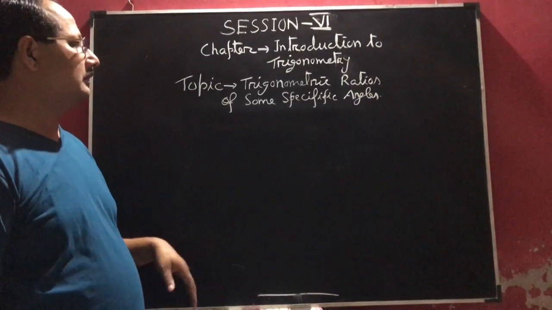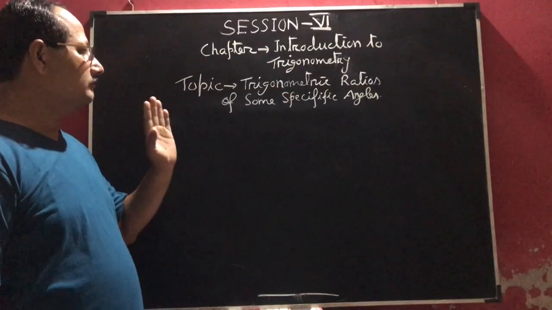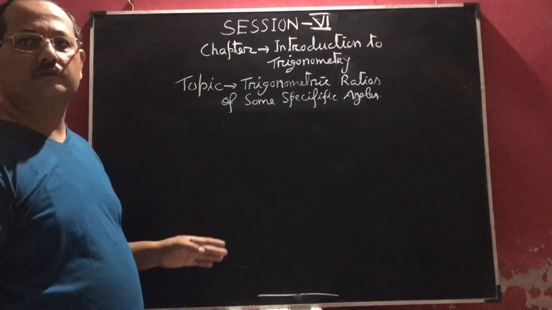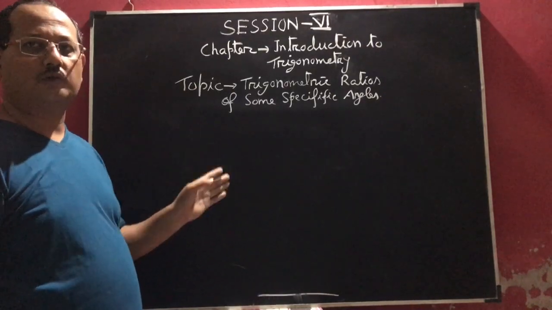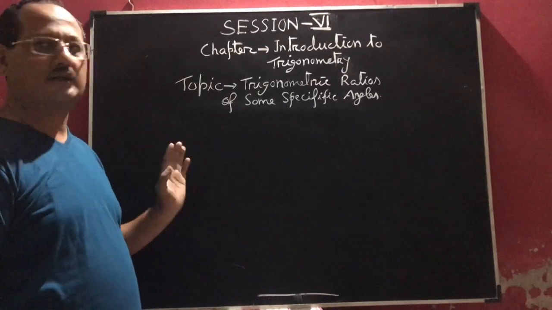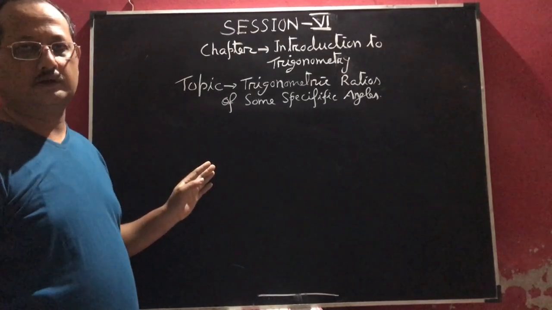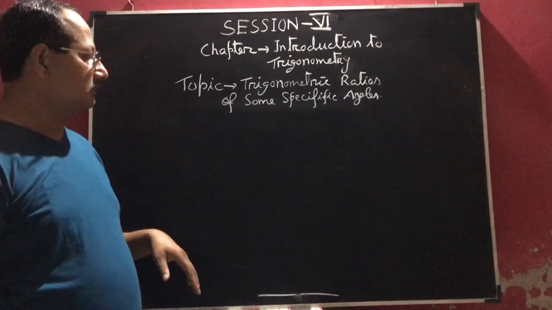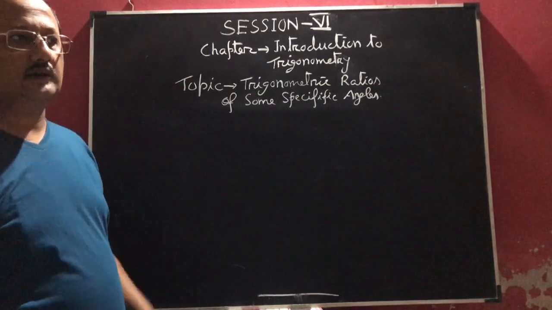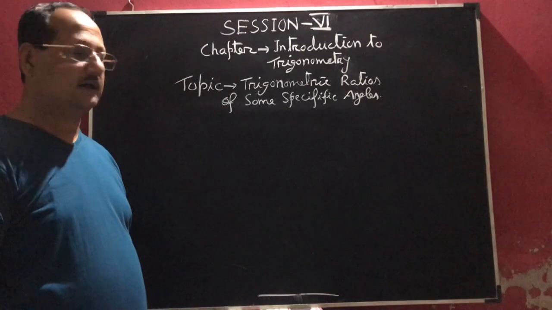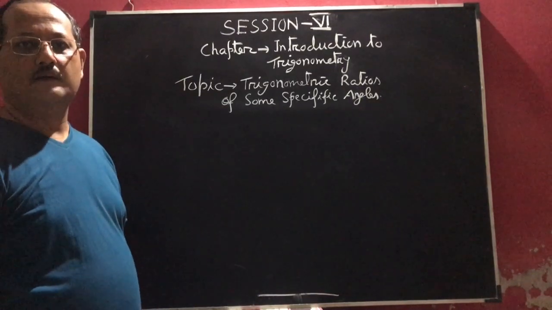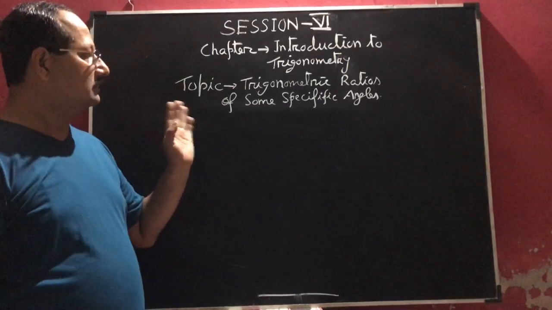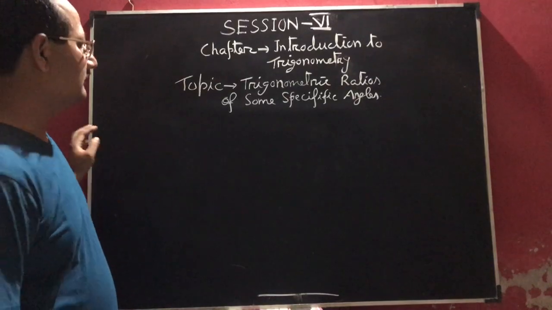Here we discuss only three specific angles: 45 degree, 30 degree, and 60 degree. That means the values of sin 45 degree, cos 45 degree, tan 45 degree, cot 45 degree, sec 45 degree, and cosec 45 degree. Similarly, sin 60 degree, cos 60 degree, tan 60 degree, cot 60 degree, cosec 60 degree, sec 60 degree, and sin 30 degree, cos 30 degree, tan 30 degree, cot 30 degree, sec 30 degree, and cosec 30 degree. Only three angles here we discuss.